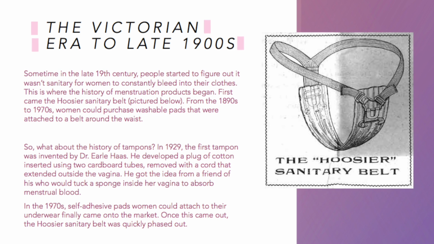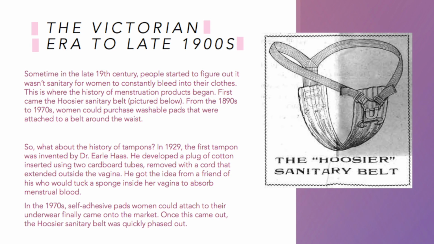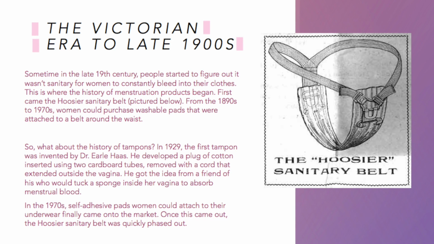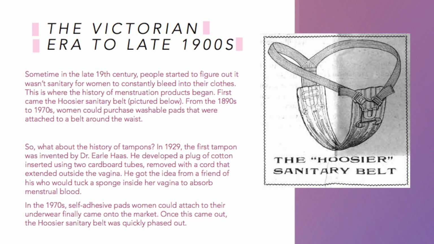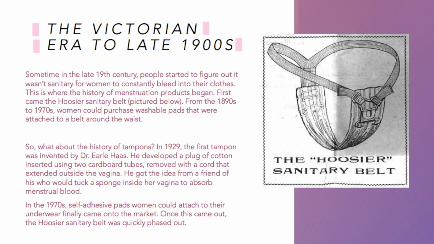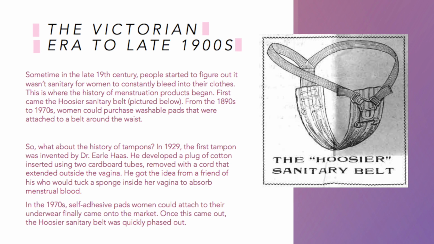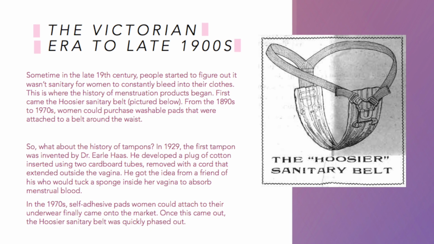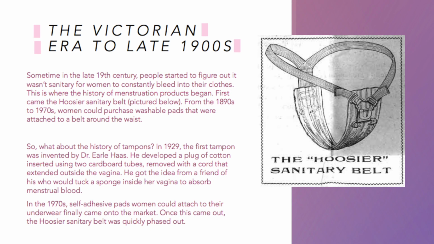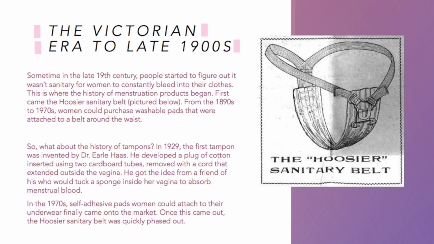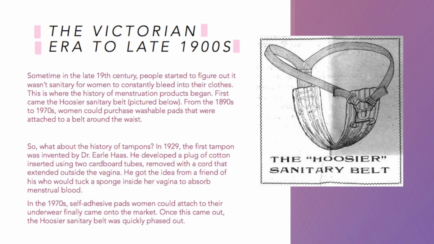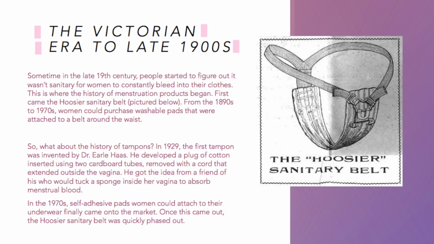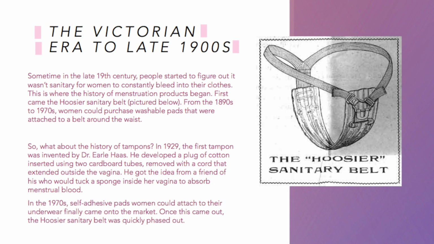So, what about the history of tampons? In 1929, the first tampon was invented by Dr. Earle Haas. He developed a plug of cotton inserted using two cardboard tubes, removed with a cord that extended outside the vagina. He got the idea from a friend of his who would tuck a sponge inside her vagina to absorb menstrual blood. In the 1970s, self-adhesive pads that women could attach to their underwear finally came onto the market. Once this came out, the Hoosier sanitary belt was quickly phased out.